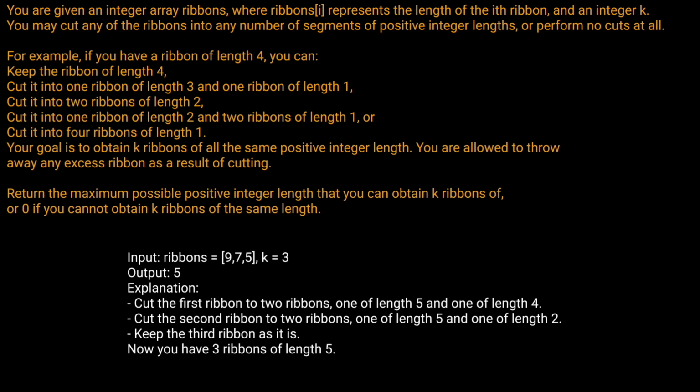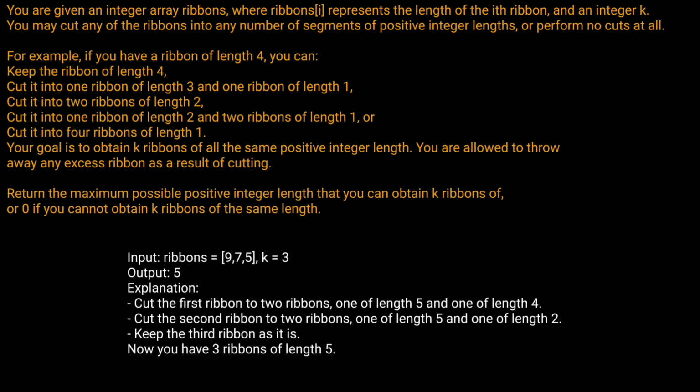You are given an integer array ribbons, where ribbons[i] represents the length of the ith ribbon, and an integer k. You may cut any of the ribbons into any number of segments of positive integer lengths or perform no cuts at all. For example, if you have a ribbon of length 4, you can keep the ribbon of length 4, cut it into one ribbon of length 3 and one ribbon of length 1, cut it into two ribbons of length 2, cut it into one ribbon of length 2 and two ribbons of length 1, or you can cut it into 4 ribbons of length 1.